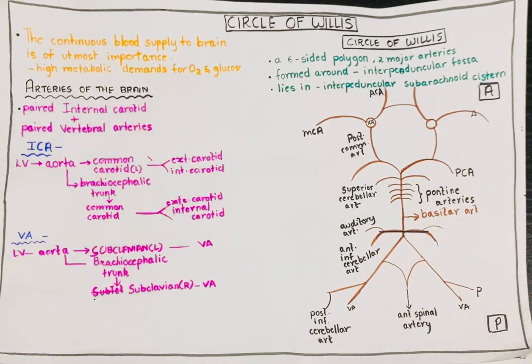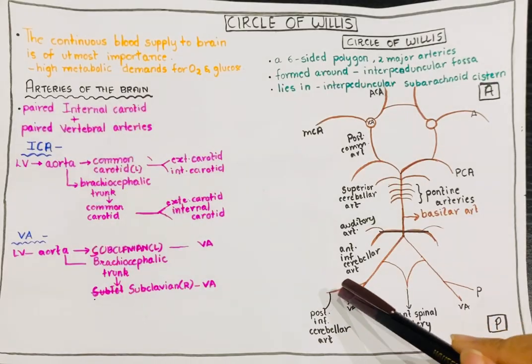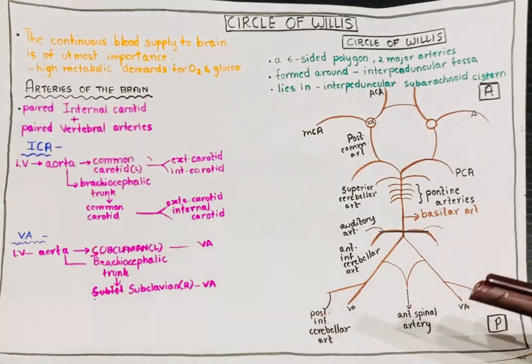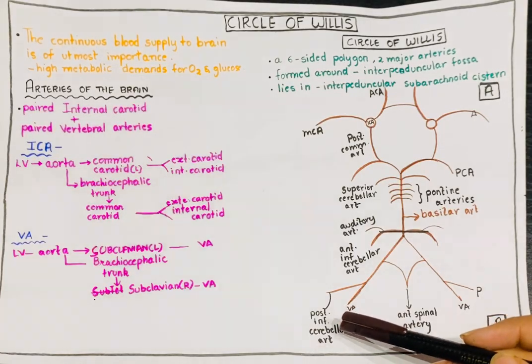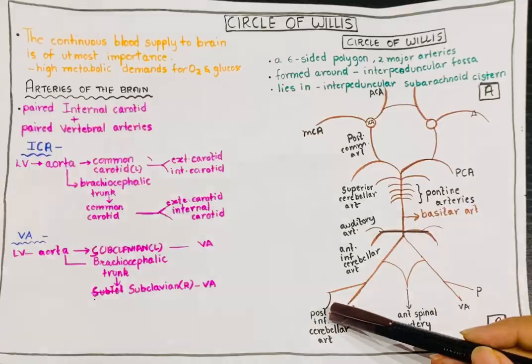Now let us learn a bit about the branches of the vertebral arteries and the basilar artery. First of all, the vertebral artery. This is going to give off a branch which is known as the posterior inferior cerebellar artery. Obviously, vertebral artery is situated posteriorly, so this is going to be posterior, and also this branch is going to arise inferiorly, hence it's known as inferior.